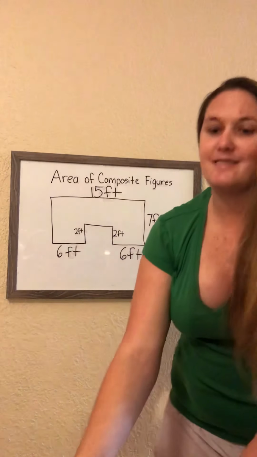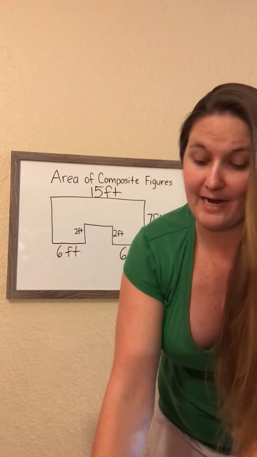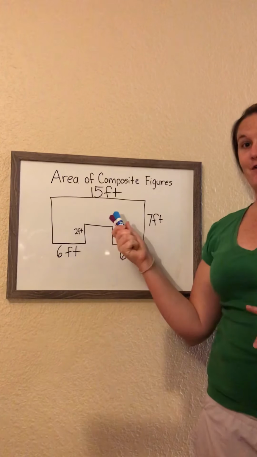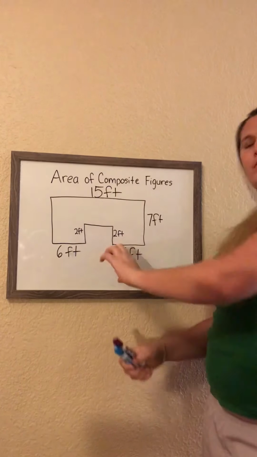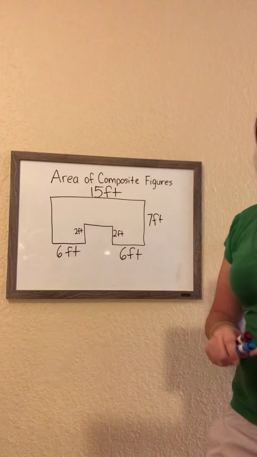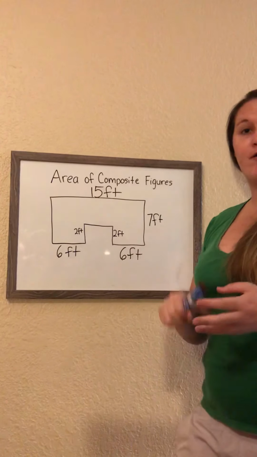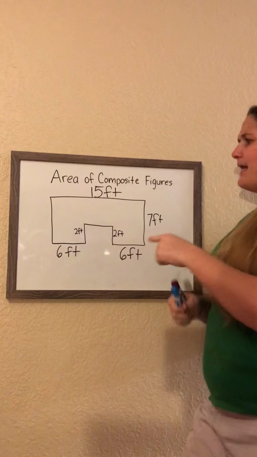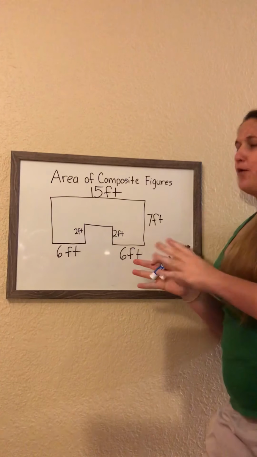Hey Miss Brown's class, today we are working with finding area of composite shapes. So what that means is I'm going to figure out what the area of this whole weird shape is, even though it's not what we've already learned. We've talked about rectangles, squares, parallelograms, triangles. We've talked about all sorts of polygons. But now today we're getting into something new looking.